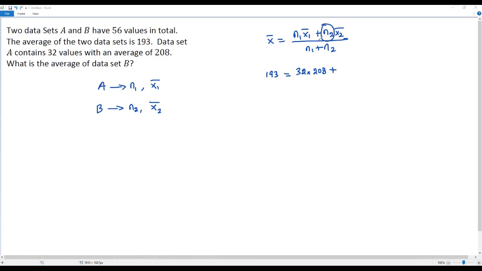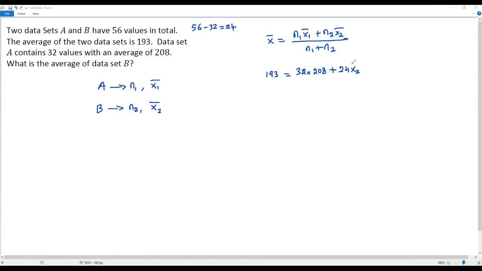And to get the value of n2, we have to subtract the number of values in data set A from the total number of values in both the data sets, that is 56. So 56 minus 32 equals 24. So this is the number of values we have in data set B. So that's the value of n2. Let me plug in this 24 for n2.